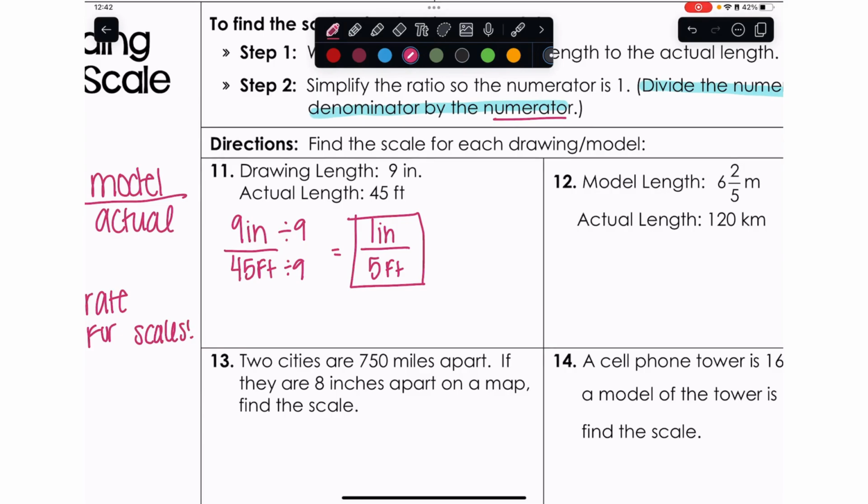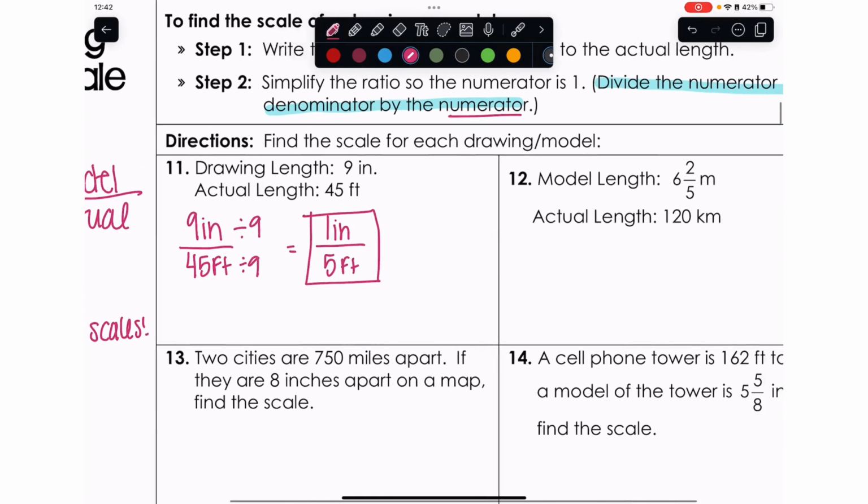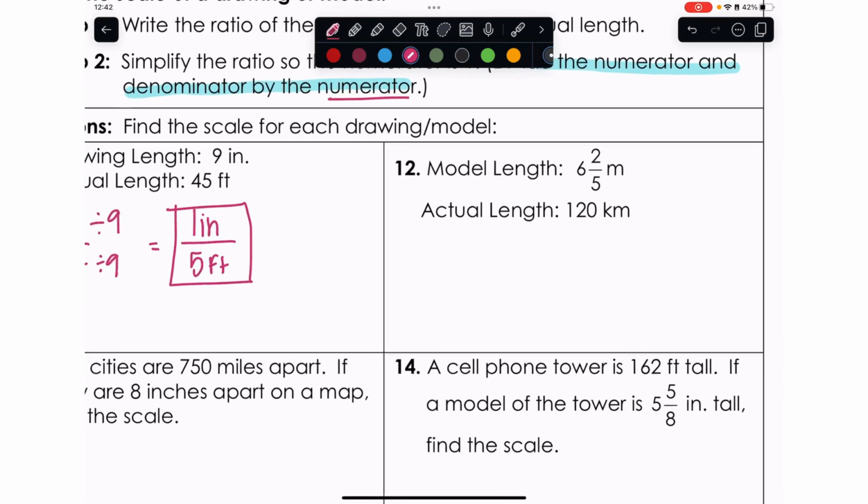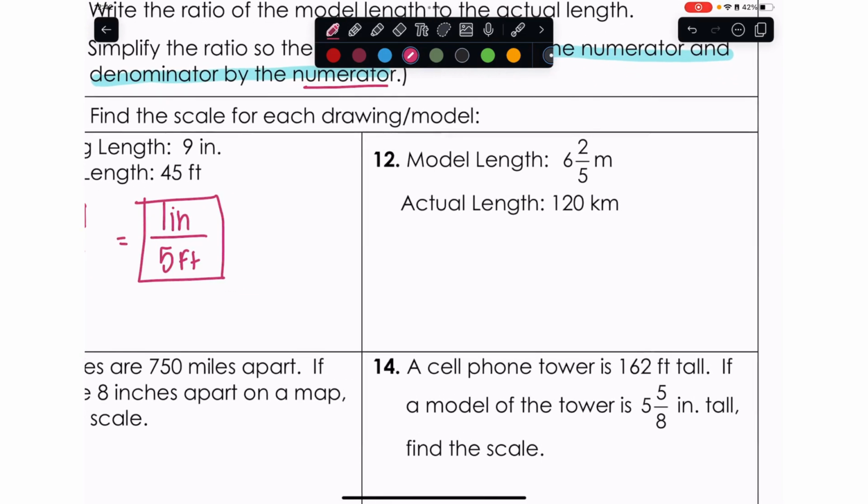So if it doesn't go into it as a whole number, that's fine, because that's what's going to happen with number 12. So let's try that again. My model length is 6 2/5 meters. So 2/5, let's try to write that as a decimal, right? We could type in 2 divided by 5. That gives me 0.4. Good. So my model length is 6.4 meters over the actual length, which is 120 kilometers.